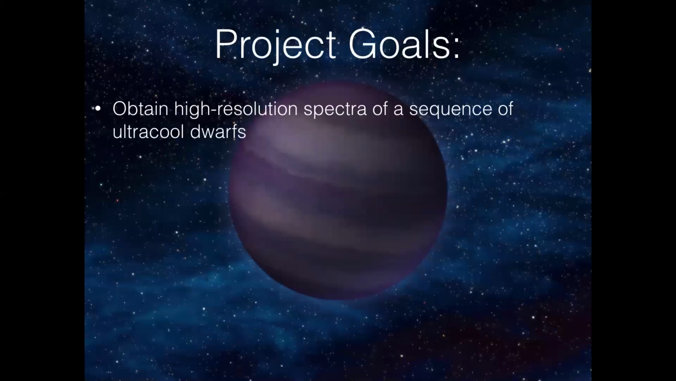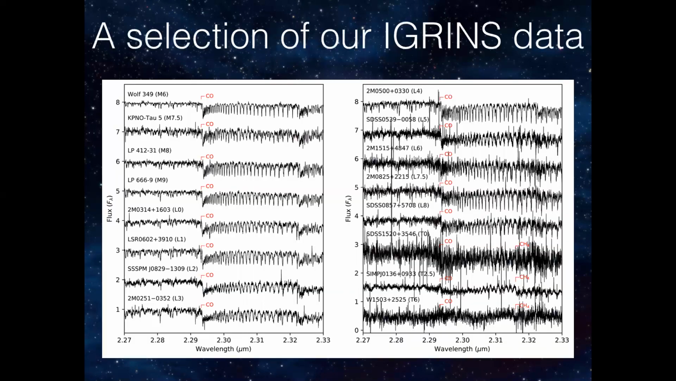The goals of this survey were, first of all, to obtain high resolution spectra of a sequence of ultracool dwarfs because it had never been done before. So our data represent the first of their kind, the first time that we had covered a large number of spectral types across the spectral sequence with broad wavelength coverage at high resolution.